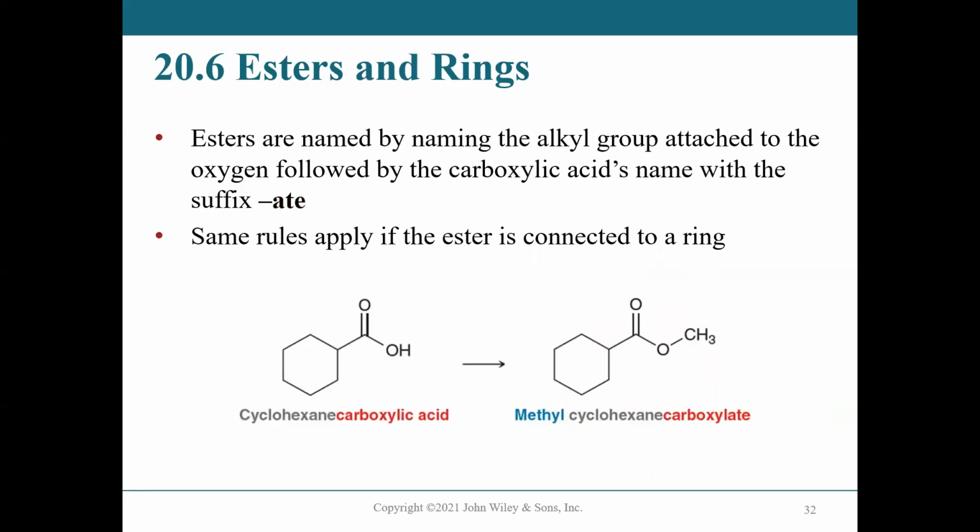Esters are named by naming the alkyl group attached to the oxygen, followed by the carboxylic acid's name with the suffix -ate. So we see we have cyclohexane carboxylic acid. And here we see we have methyl cyclohexane carboxylate.